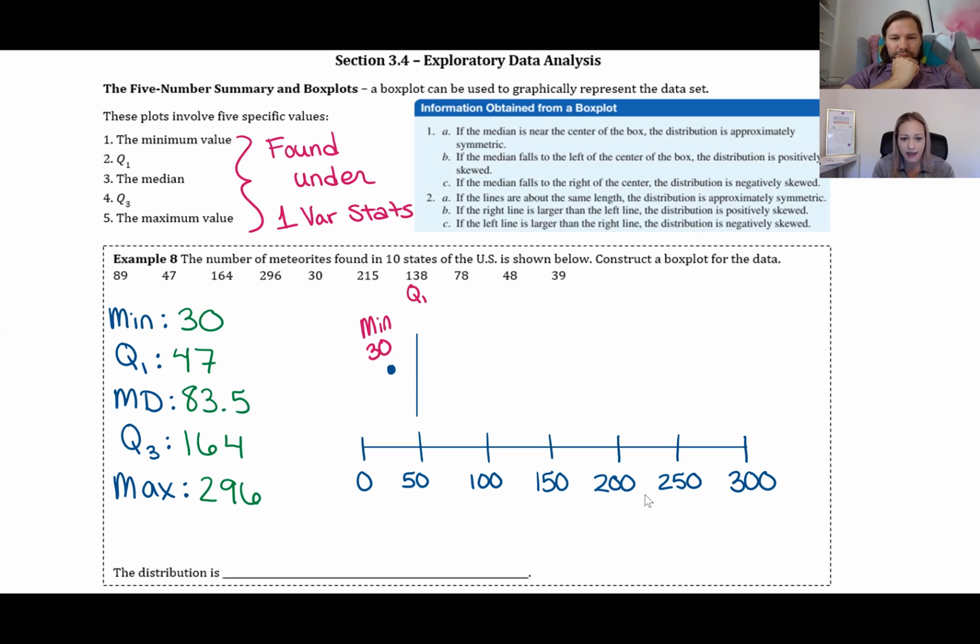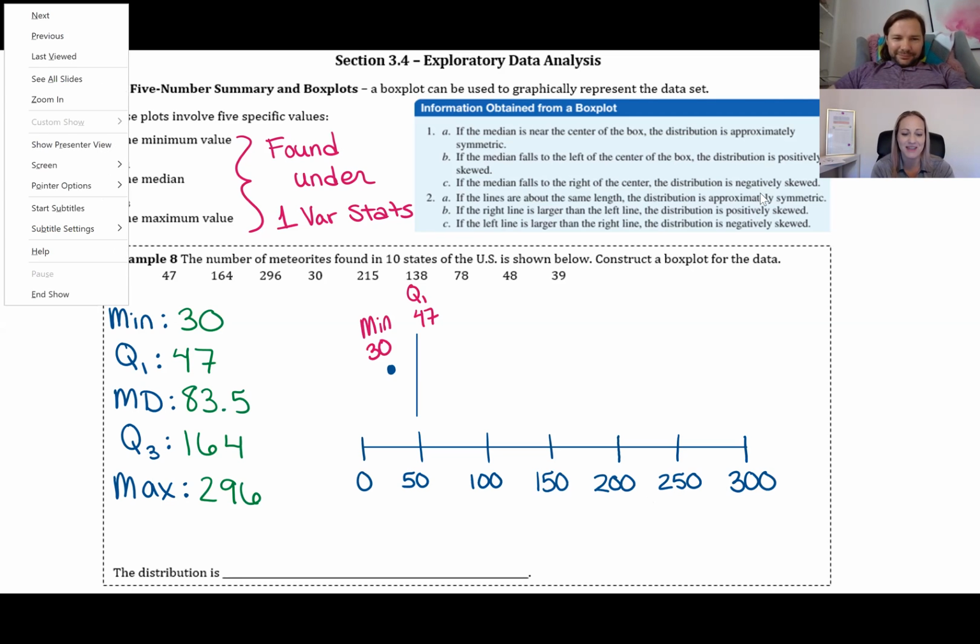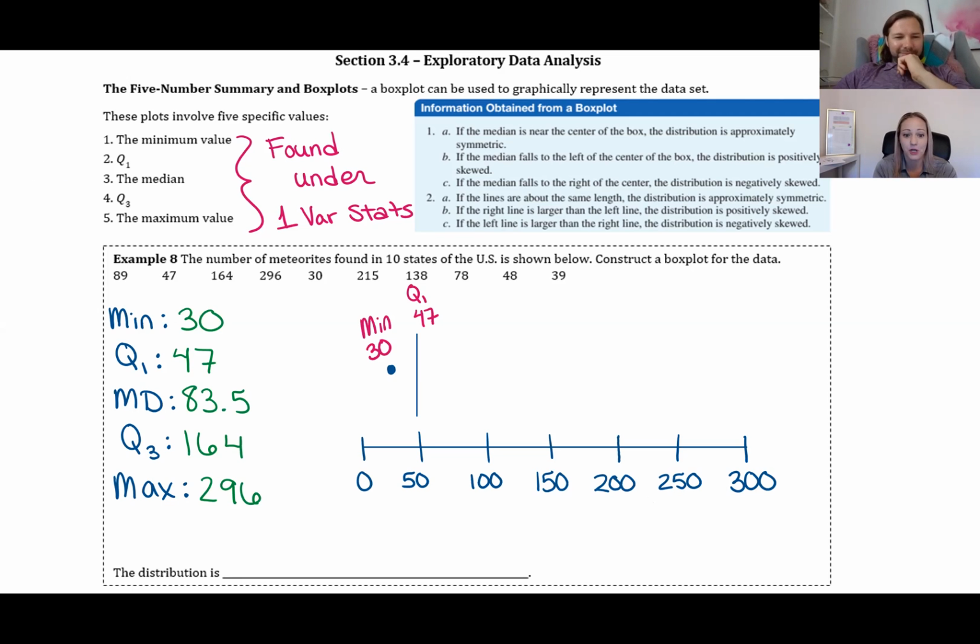And then you're going to start out by, hold on, don't go too fast. So you're going to start out by first putting your minimum point, and you're going to draw that as like a dot. So the minimum was 30. So don't do it on your number line. Do it like above your number line. So you'll put a point for 30.